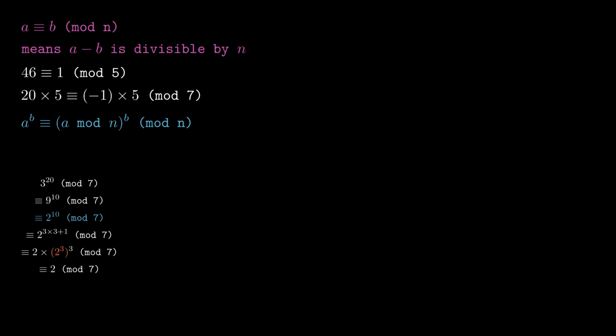Let's do another example. Say, what is 5 to the 58 mod 26? Pause the video and try yourself if you want. After searching for something that might make life easy, we might notice that 5 to the 4 is congruent to 1 mod 26, since 5 squared is congruent to minus 1, and we can square both sides.